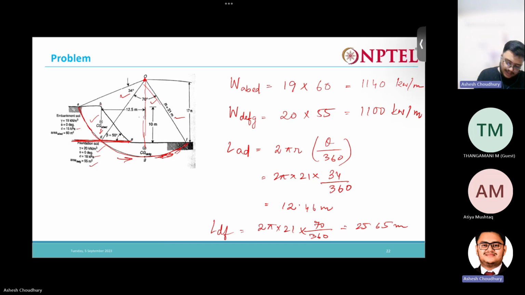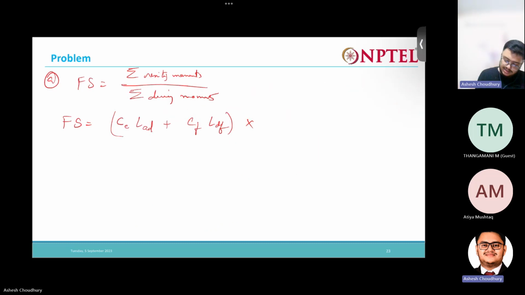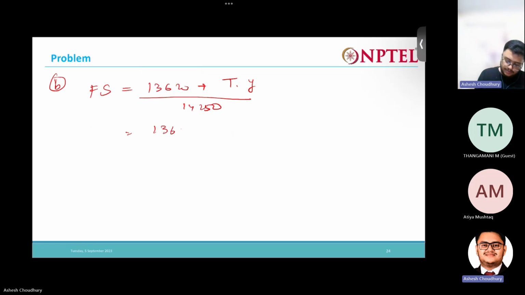What is Y? How much will Y be? 17 meters, from here to here distance. So we are placing the geotextile here. From here to the point of rotation, it is 17 meters. So Y will be 17. T is given as 40, times 17. So let us see how much it is increasing. Very less, just one. Okay, still not acceptable.